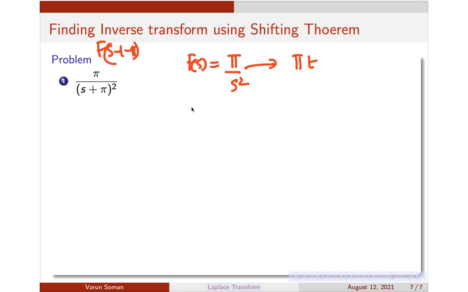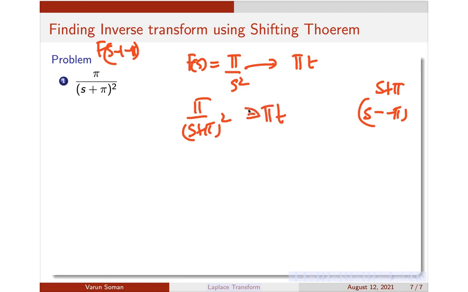So what will be the inverse transform of pi by (s plus pi) the whole square? In place of s you have s plus pi, that is, s minus (minus pi). So that means there has to be a factor of e raised to minus pi t. That is why this happened. Okay, so I hope it is clear. You can verify this answer by just taking the transforms. The identification process is very important.